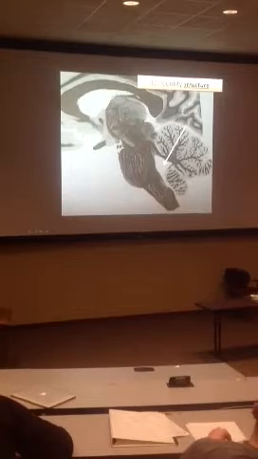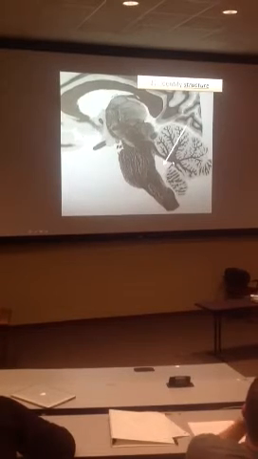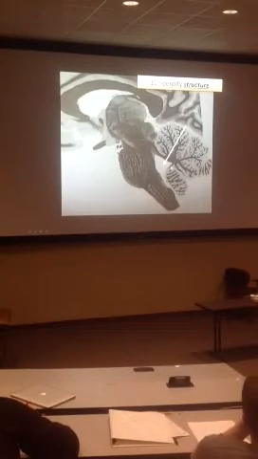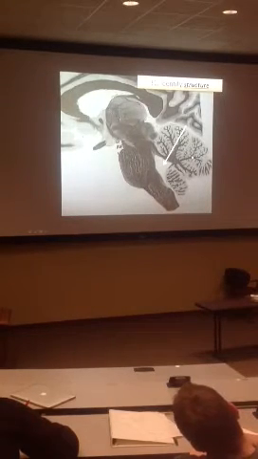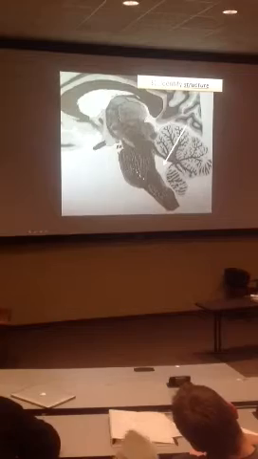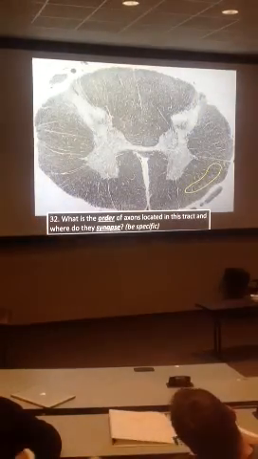Okay. So structure, fourth ventricle, right? Lateral ventricle, corpus callosum, pons, cerebellum. That's pretty easy. Okay, so what is this?